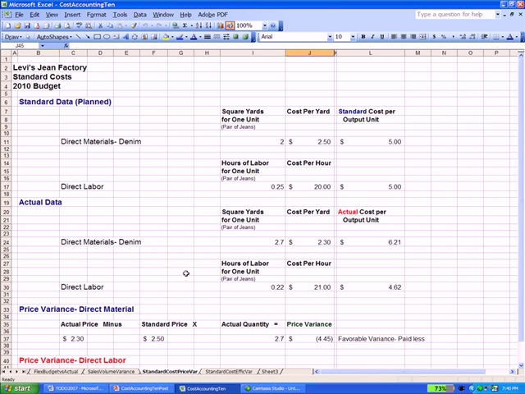Bad. On the other hand, for labor, we planned for 15 minutes, or 0.25 of an hour. We only took 0.22 of an hour, so that improved. We used less time, but our labor rate, instead of being 20, was $21 an hour. So we used a little less time, but we paid for more labor for that time. As a result, the amount of time we saved had a greater impact than the higher rate for the labor, so we actually had a cost for direct labor per pair of jeans that was lower than the $5 that we planned for.